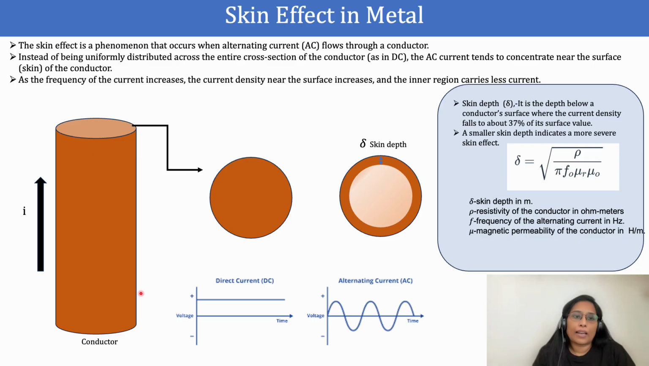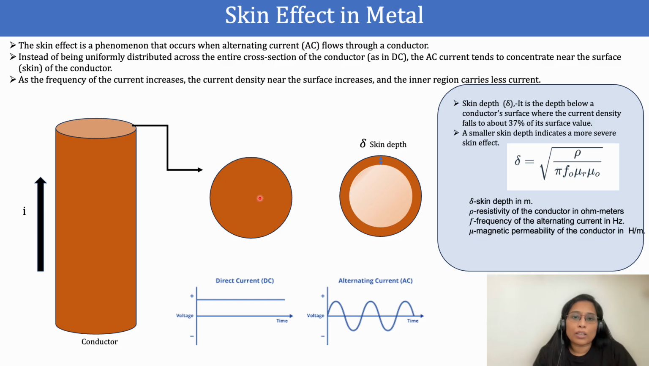Consider a conductor like this. If we are passing a direct current through this conductor, the entire area in this conductor will be equally carrying the current. The current will be distributed within the conductor uniformly. So I am taking the cross section of this conductor to show how the current distribution is inside the conductor.